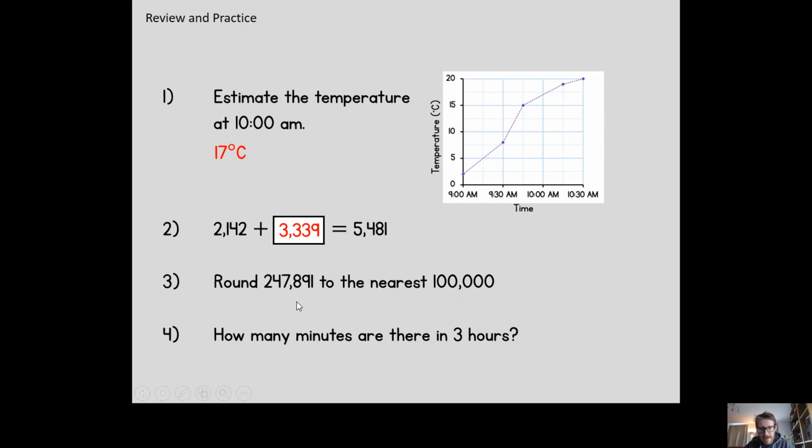Rounding this number to the nearest 100,000. So we know that our answer will be a multiple of 100,000, so it needs to have this many zeros on the end of it. Then we look at the 10,000 column, and because that's a 4, we're going to round down, so it'll end up at 200,000. How many minutes are there in 3 hours? So 60 minutes in 1 hour, multiply that by 3, 180 minutes.